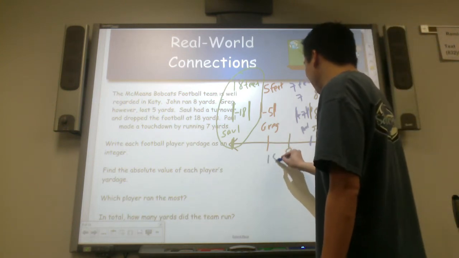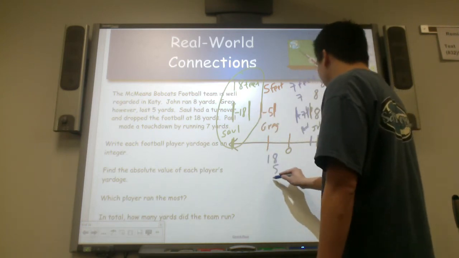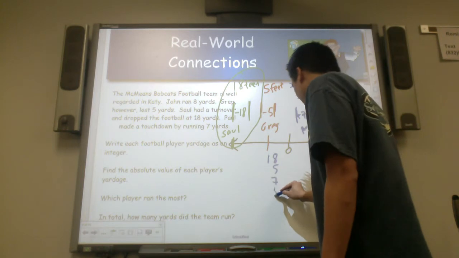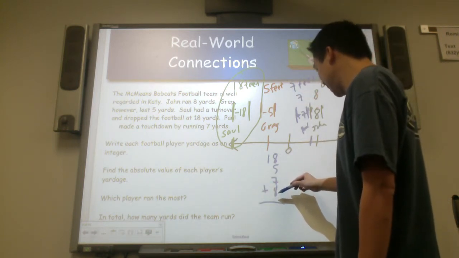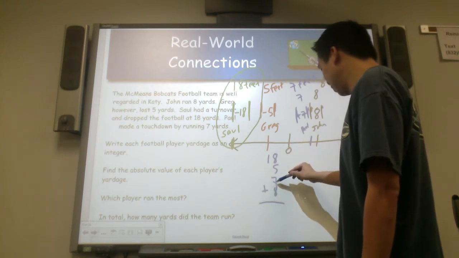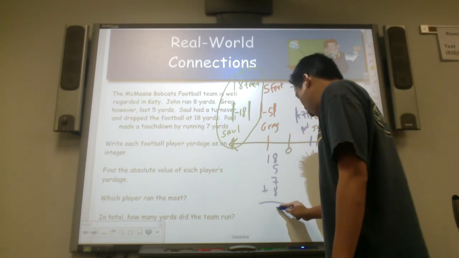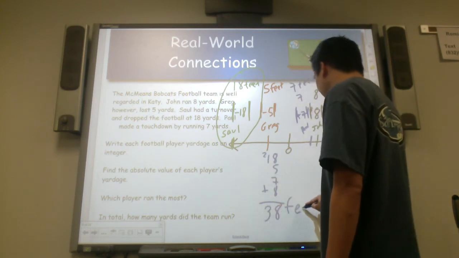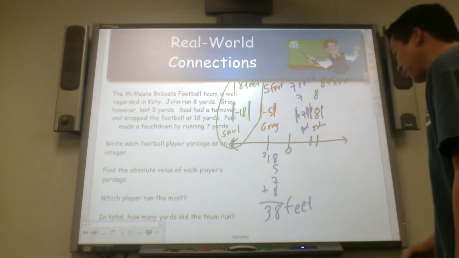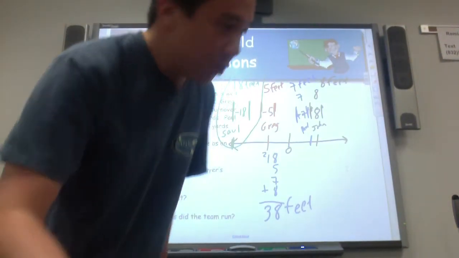And last but not least, in total, how many yards did the team run? So we have 18 feet distance of Saul, 5 feet from Greg, 7 feet from Paul, and 8 feet from John. If you add this up, 8 plus 8 is 16, plus 5 is 21, plus 7 is 28. Carry the 2. You have 38 feet. That is the distance the team ran. All right, so next slide.